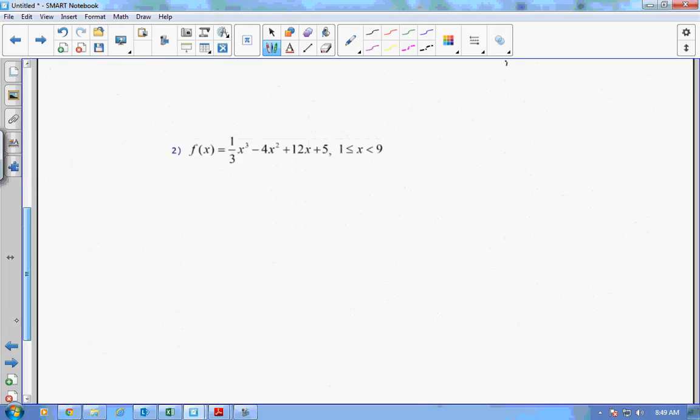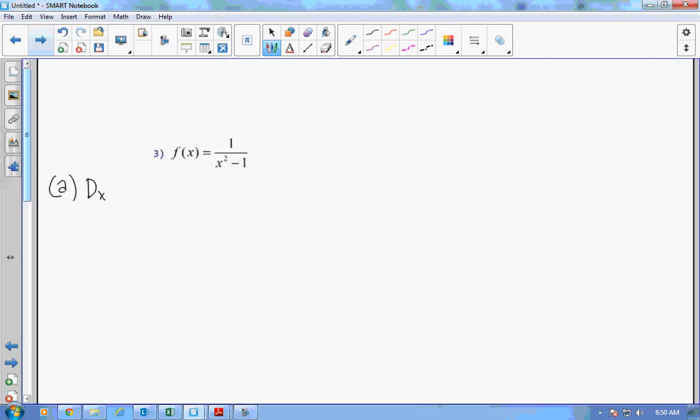Hey, let's do another one. I'm going to do number 3, actually. Go to your number 3. This function, the domain. So all real numbers. One, and there's another one. Negative 1. We have a restricted value because the denominator can't be 0.